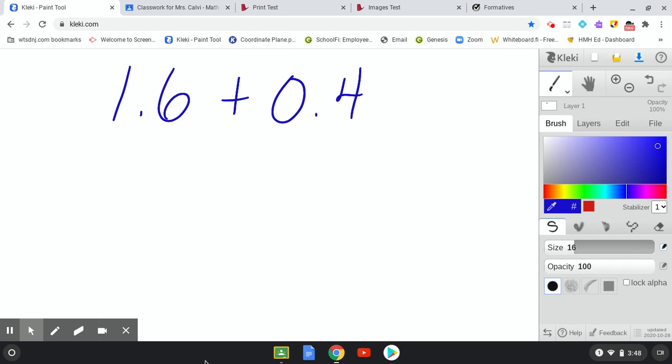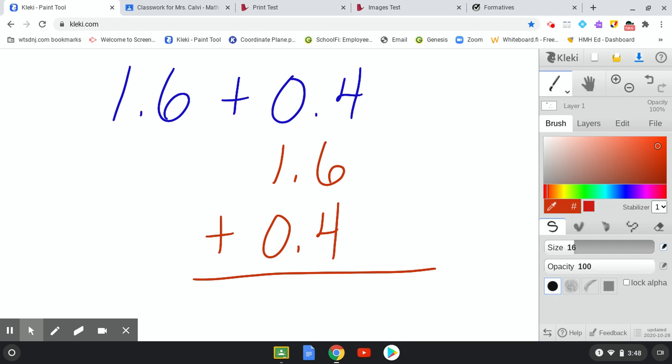Quick review on adding and subtracting decimals. So when we add or subtract decimals, the one thing we have to remember is we are always lining our decimals up. So in this case here, we are adding 1 6/10 and adding that to 4/10. So I'm going to write it vertically. Right now this is written horizontally, so we're going to write it vertically. 1 6/10, and we are adding 4/10.